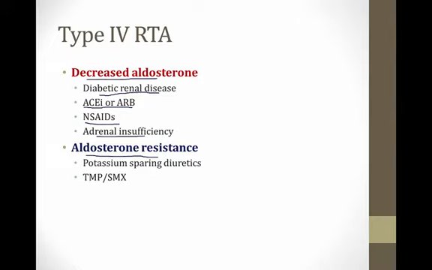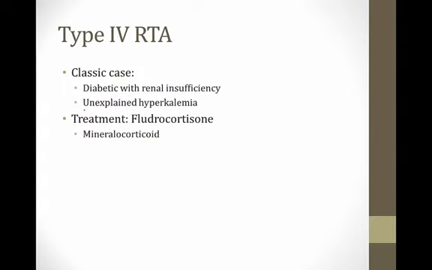Aldosterone resistance can occur if a patient is taking a potassium-sparing diuretic. The aldosterone cannot exert its effect in the setting of these drugs. In addition, the antibiotic TMP-SMX is a notorious disruptor of potassium excretion, and it can disrupt the effects of aldosterone on the distal tubule. So the classic case of a type 4 RTA is a diabetic with renal insufficiency who develops unexplained hyperkalemia. This patient likely has a type 4 RTA, and this can potentially be treated with fludrocortisone. It's a mineralocorticoid, and it has effects similar to aldosterone, and it can be used in some cases to resolve the state of aldosterone deficiency.